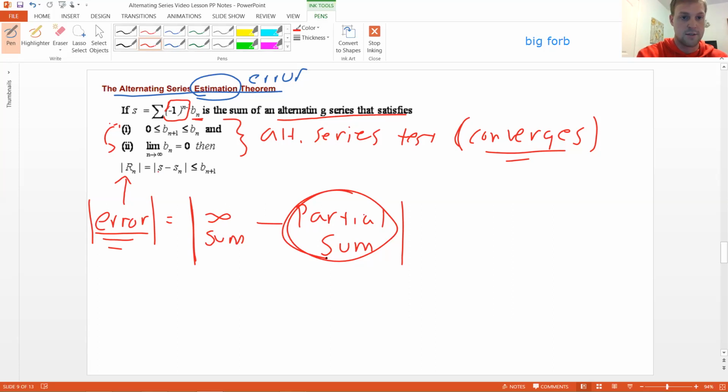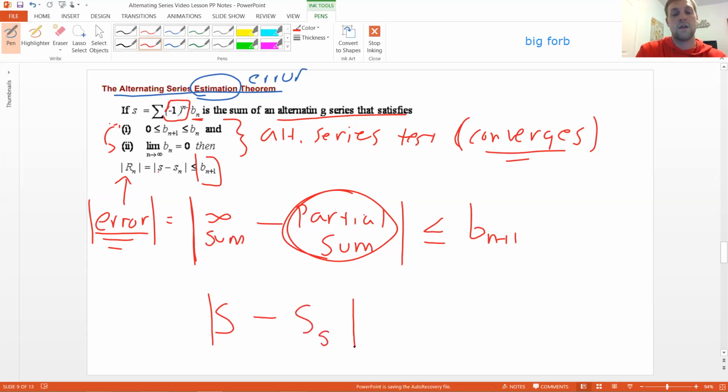In this particular case, the error is less than or equal to b sub n plus 1. What that means is say I'm looking at an alternating series, and I'm going to do the infinite sum, and I'm going to subtract the sum of the first 5 terms. If I take the sum of the first 5 terms, I am off by no more than the value of the next term.